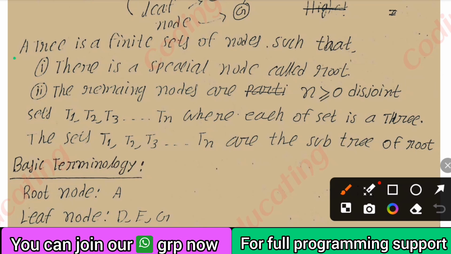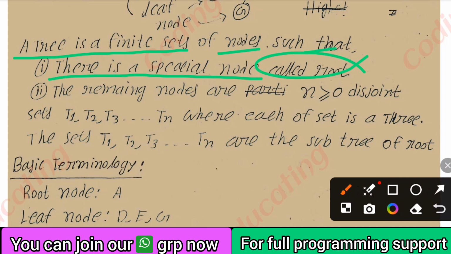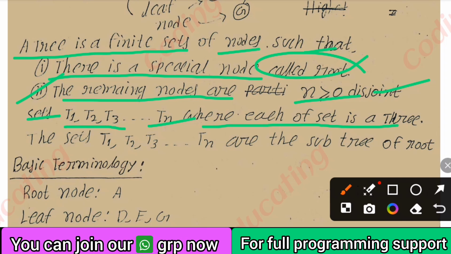A tree is a finite set of nodes such that there is a special node called the root node, the main parent node, and the remaining nodes are n greater than or equal to 0 disjoint sets. The sets are written T1, T2, T3, ... Tn, where each subset is a tree. The sets T1, T2, T3, ... Tn are the subtrees of the root.